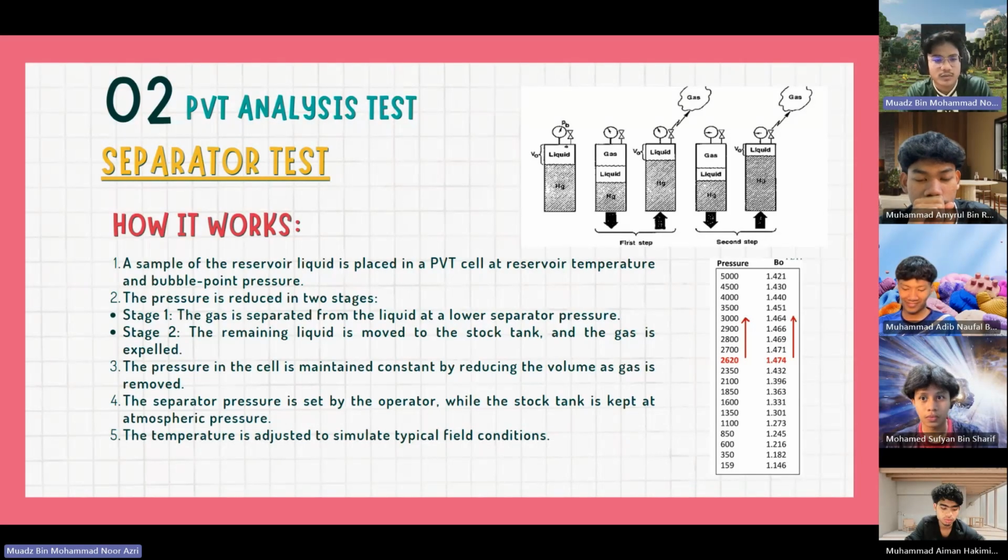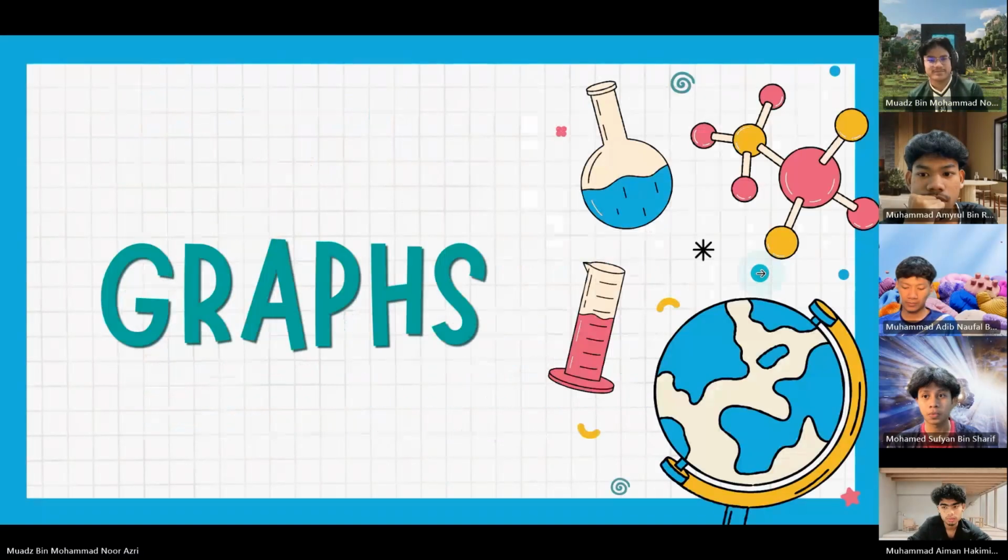The next step is we ensure that the pressure in the cell is maintained constant by reducing the volume as gas is removed. And the fourth step is we set the separator pressure, and then the stock tank is kept at atmospheric pressure. And finally, the temperature is adjusted to simulate typical field conditions. I will pass on to my friend.